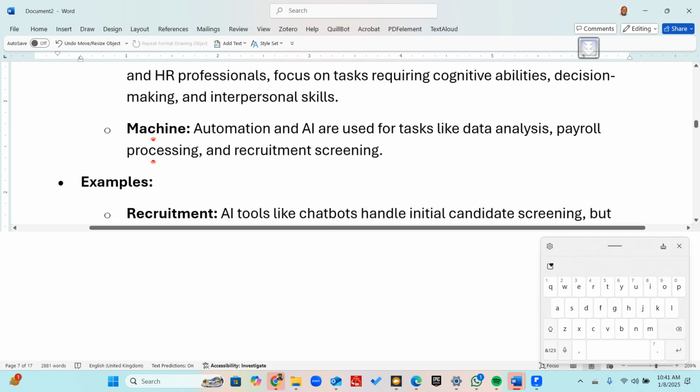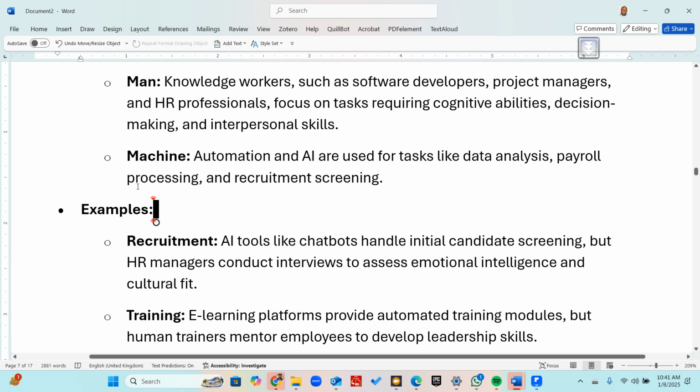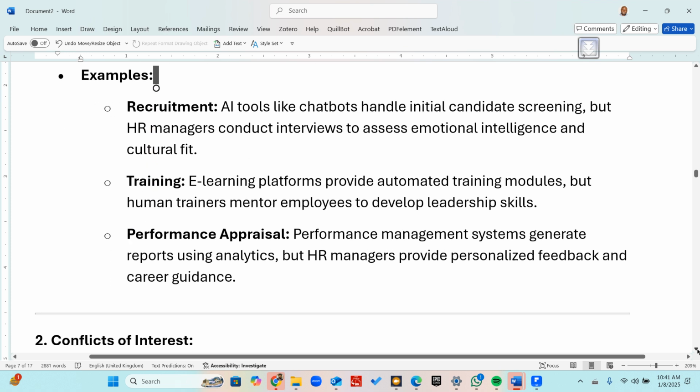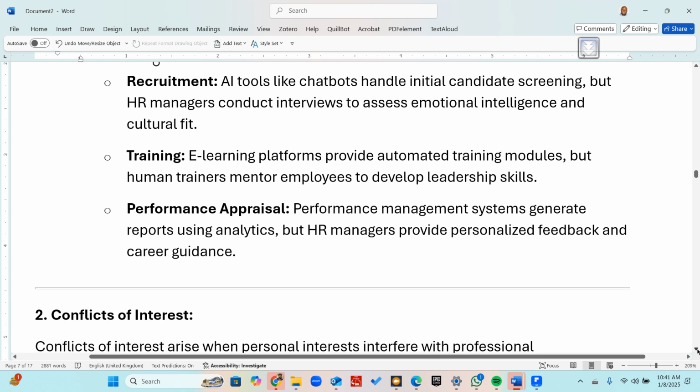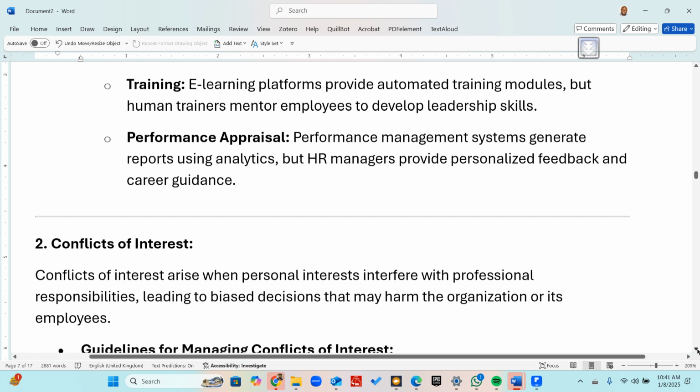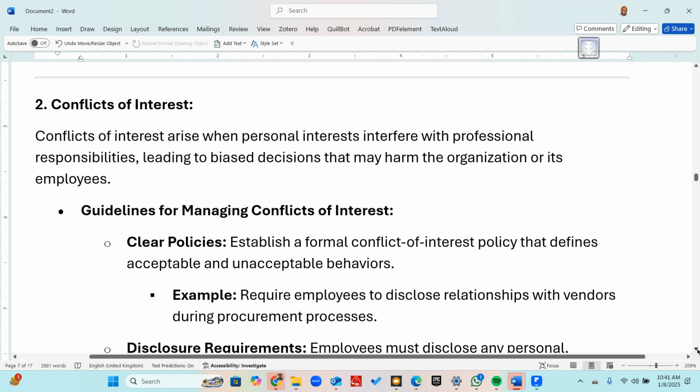So now examples. AI tools like chatbots handle initial candidate screening, but HR managers conduct interviews and assess emotional intelligence and cultural fit. Training: e-learning platforms provide automated training modules, but human trainers mentor employees to develop leadership skills. Performance appraisal: performance management systems generate reports using analytics, but HR managers provide personalized feedback for career guidance. Yes, man and machine in HR.